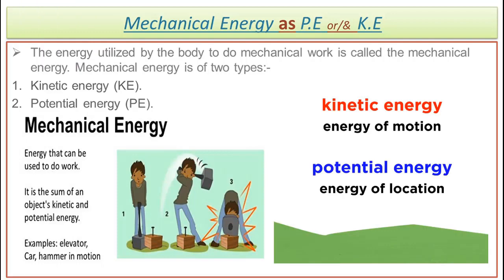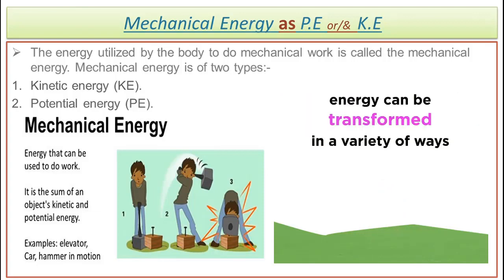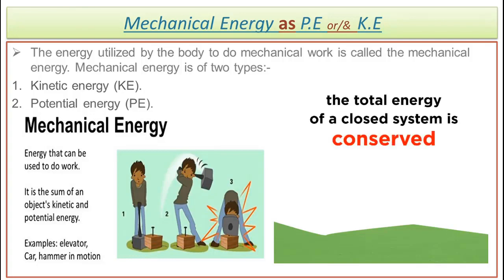The energy utilized by the body to do mechanical work is called mechanical energy. It is in two forms, potential energy and kinetic energy. As you can see over here, the falling rock converts its potential energy to kinetic energy. This is known as the transformation of energy. Energy can be transferred in various forms, such as chemical energy to heat energy, etc. But you need to remember that the total amount of energy in a closed system is always conserved. This is known as the law of conservation of energy.